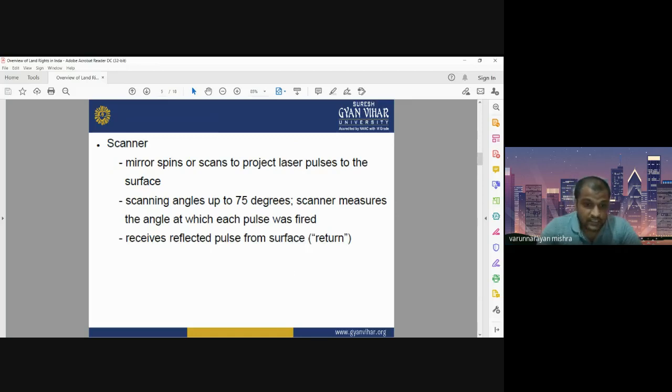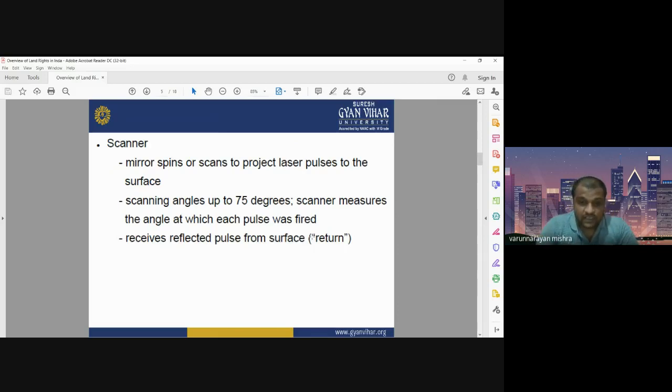It generally receives the reflected pulses. As we know, a reflected pulse means the amount of energy which is reflected back by the interaction with different objects. Reflection means energy is transmitted, it interacts with the object, and how much energy is reflected back is known as return.